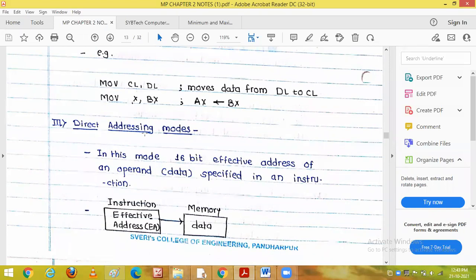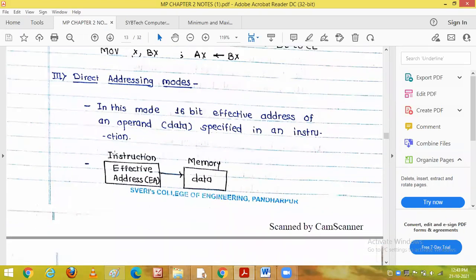So in the direct addressing modes, we have to use effective address. So this effective address is most helpful. Some calculations also I will give you. Effective address is very helpful for doing direct addressing modes.